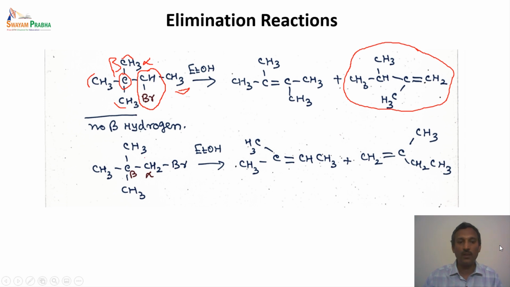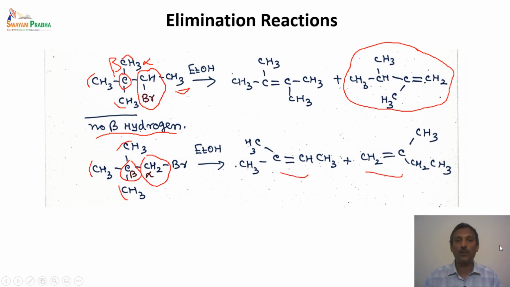So we have an alpha carbon here and a beta carbon here. The halogen is present on this alpha carbon. Here we have a methyl group, another methyl group, another methyl group. So this substrate does not even have any beta hydrogen. That means there is no beta hydrogen for this particular substrate. Even then, this undergoes elimination to give 2 alkenes.